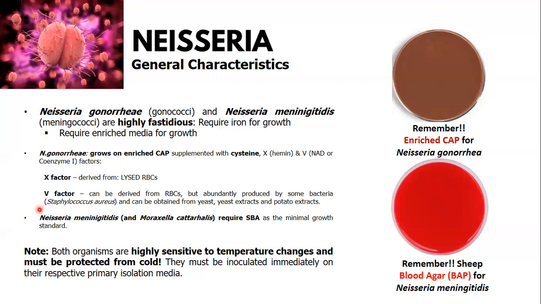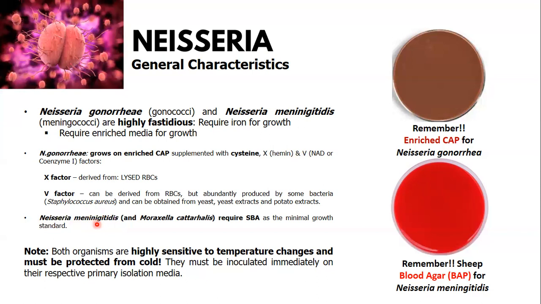Take note that Neisseria meningitidis only requires sheep blood agar as the minimal growth standard. What does this mean? Between Neisseria gonorrhoeae and Neisseria meningitidis, it is only Neisseria gonorrhoeae that requires X factor. And therefore, since Neisseria meningitidis does not require X factor for growth, sheep blood agar is sufficient to primarily isolate this Neisseria species from clinical specimens.